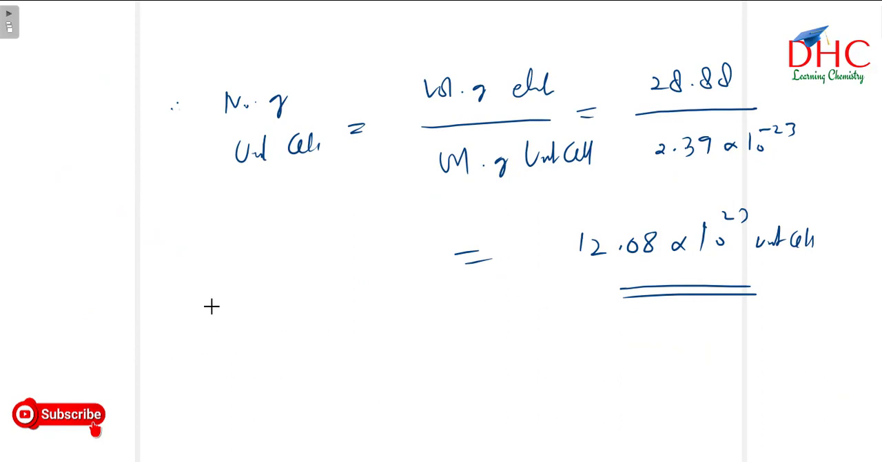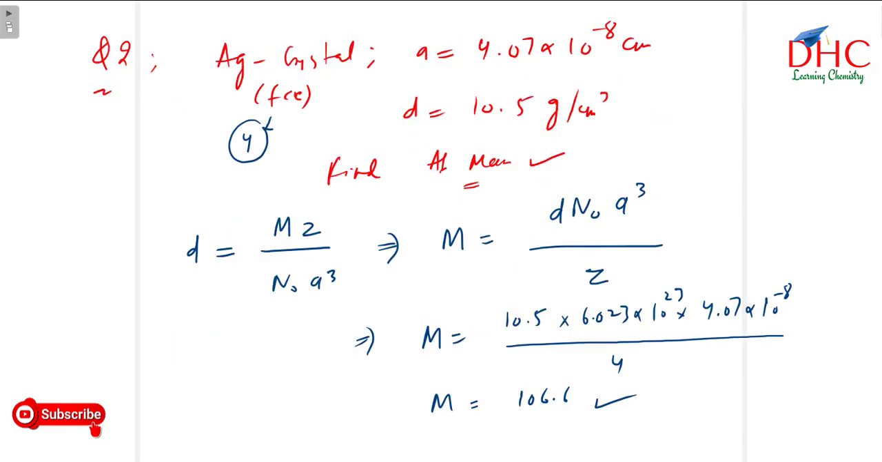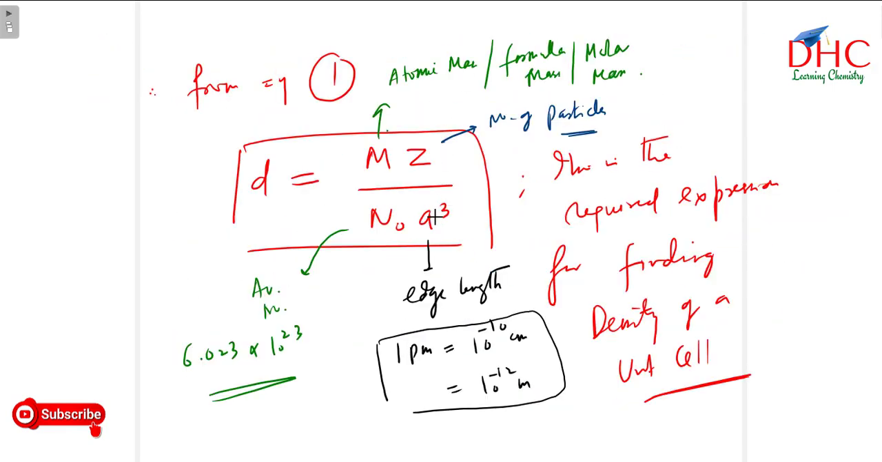So this is how you can use the density expression to find various things. You can find the edge length. From that edge length you can find the radius of an atom. You can find the density directly using these values. You can find the atomic mass of an element. You can find the number of particles. And all these things you can easily determine once you know this expression. I hope you understand it.